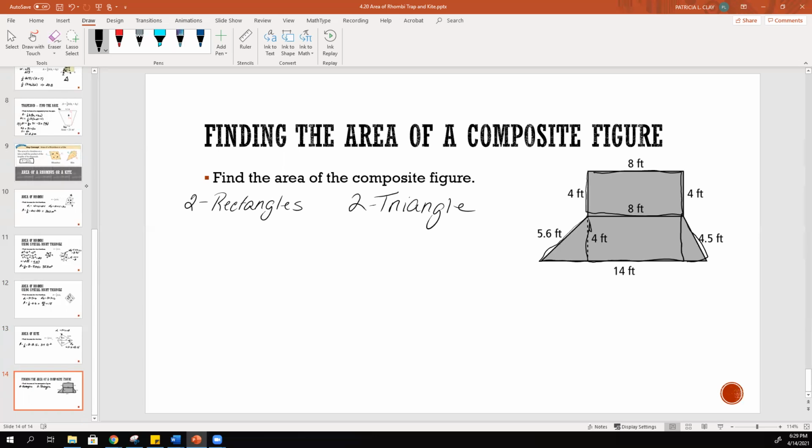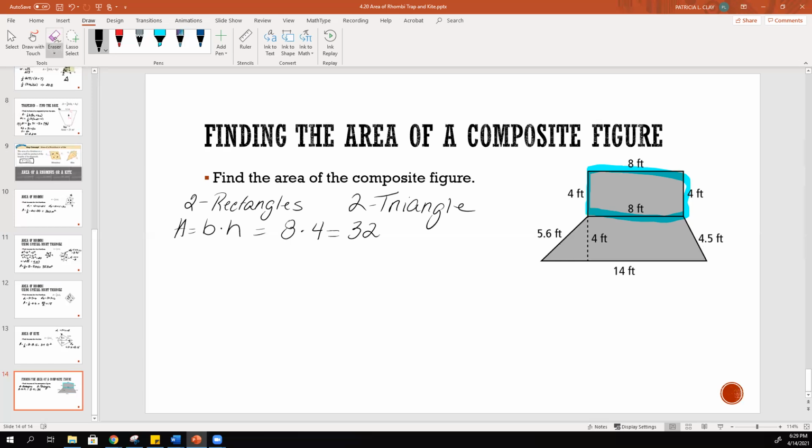Now let's work on solving our problem. Let's take it in pieces. Let's figure out our rectangle first. I'm going to highlight it right here real quick. Let's find the area of it. For a rectangle, the area is base times height. The base is 8, the height is 4, so the area of that rectangle is 32.